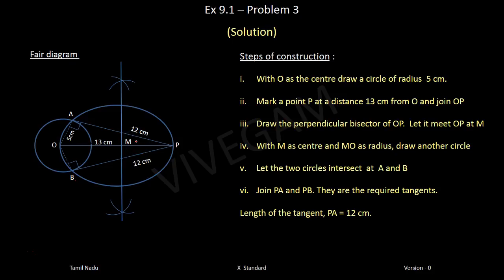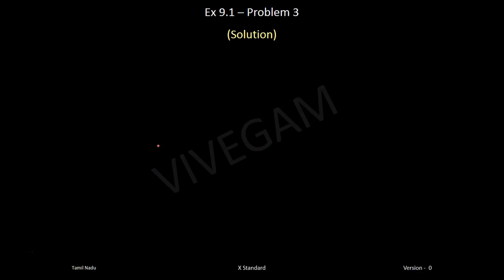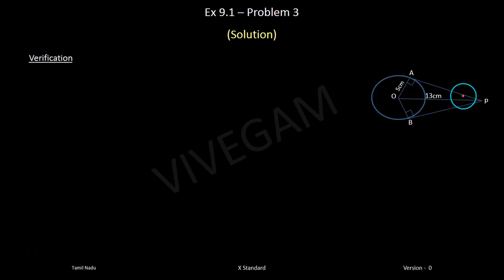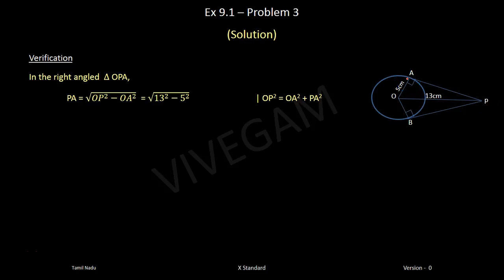Let's do a verification. See, this tangent means OA and PA are perpendicular to each other, right? So OAP is a right angled triangle. Am I right? OAP is a right angled triangle because tangent is perpendicular to radius. Now in a right triangle, what is it? The square of the hypotenuse, that is OP square, is equal to sum of the squares of the other two sides. So OP square will be equal to OA square plus PA square, right?